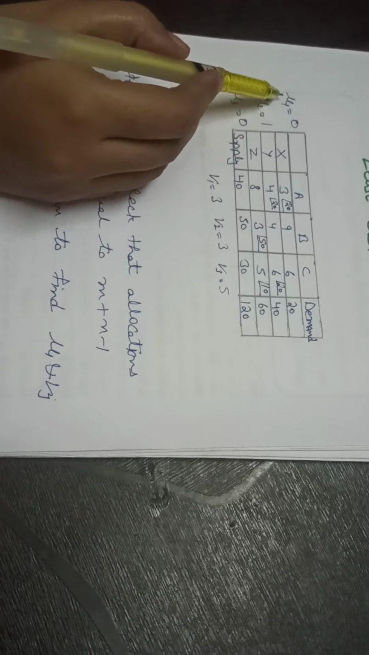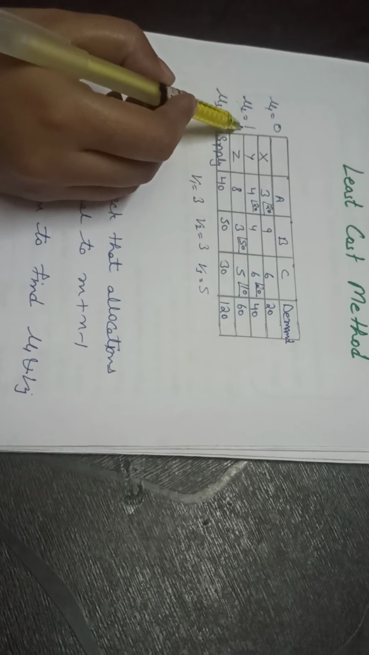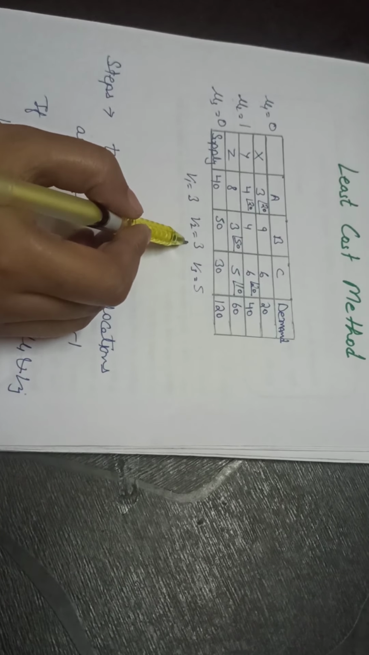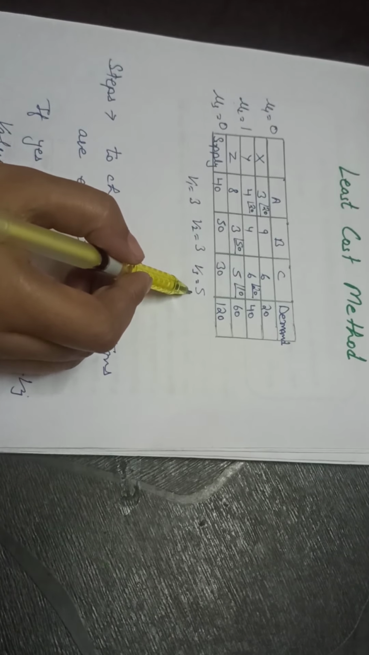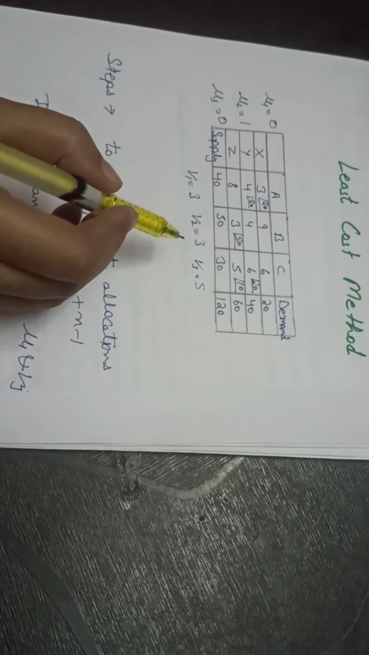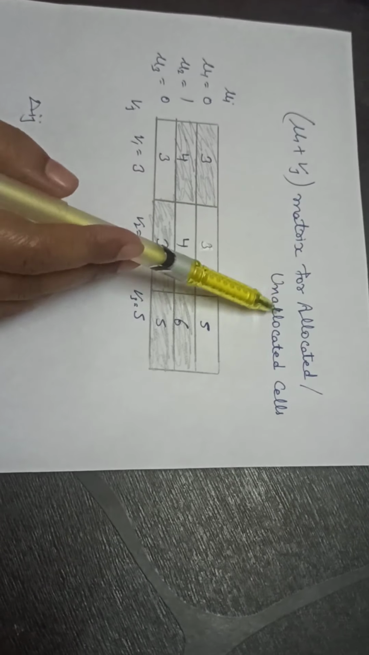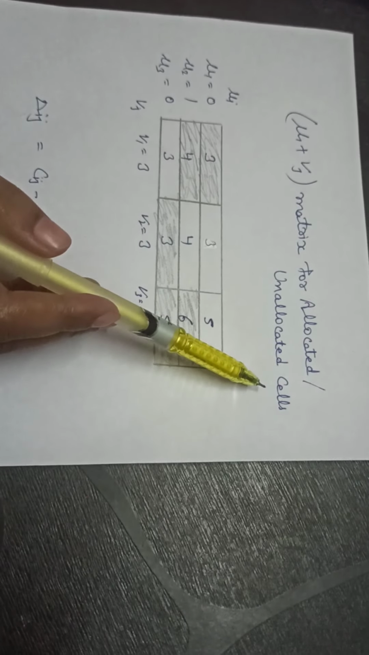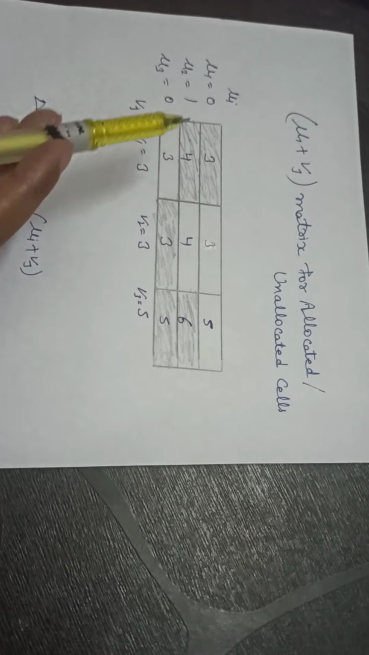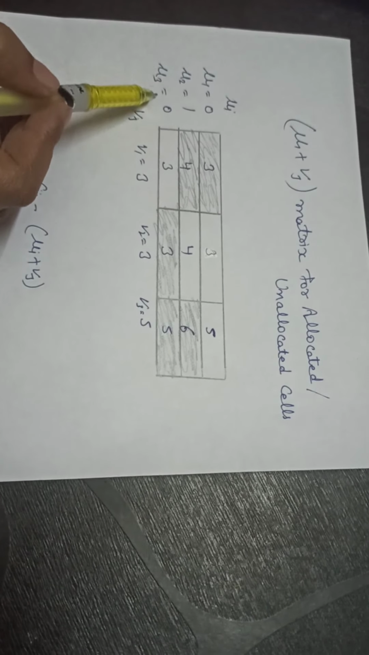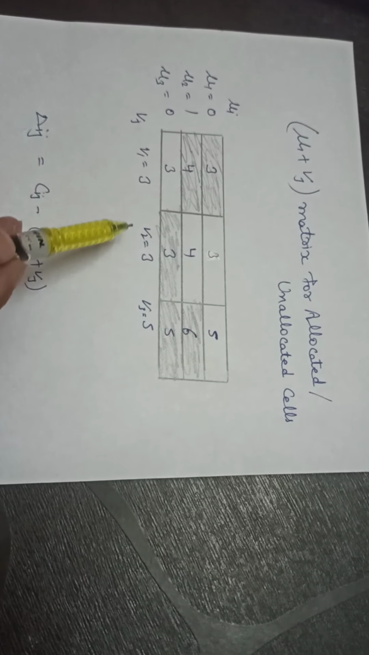Now we have all values. U1 is equal to 0, U2 is equal to 1, U3 is equal to 0, and V1 is equal to 3, V2 is equal to 3, and V3 is equal to 5. Now we will make our Ui plus Vj matrix for all allocated cells and also for unallocated cells. We have all Ui values and all Vj values.